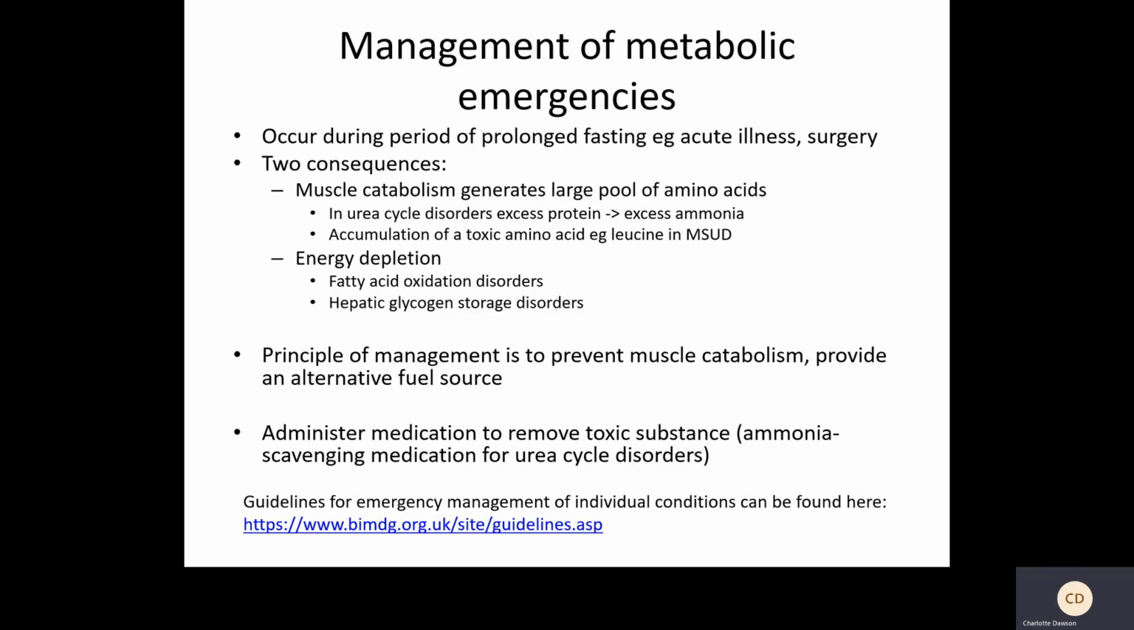Guidelines for the emergency management of the individual conditions can be found on the BIMDG website, and I would encourage you to go and look at these. They're freely available, open access, and there's quite a nice summary of the individual conditions within the guidelines.